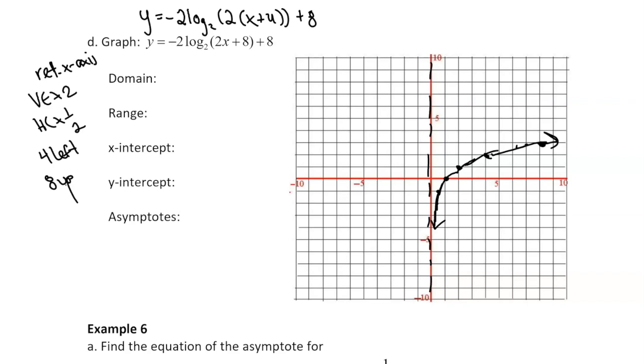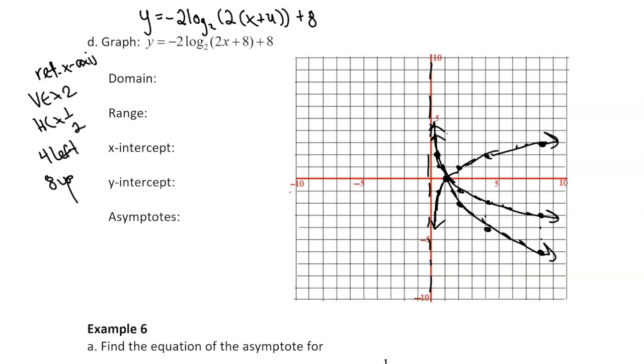Okay, so here's our function. Let's reflect it over the x-axis to begin with. Okay, from there, let's vertically expand it by a factor of 2. Okay, then let's horizontally compress that by half.